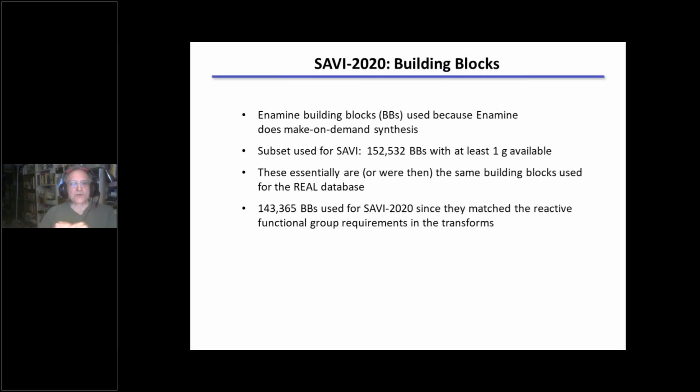The subset we used for what I will describe to you, which is the SAVI version that was generated and made available in 2020, was about 152,000 building blocks. And the cutoff was 1 gram of it should be available in the Enamine repository. And it's important to point out that these are essentially, or were then, the same building blocks used for the Enamine REAL database. And if you check which ones of these building blocks match at least one of the transforms, there were about 143,000 out of the 152,000 that matched. So this is what we used.